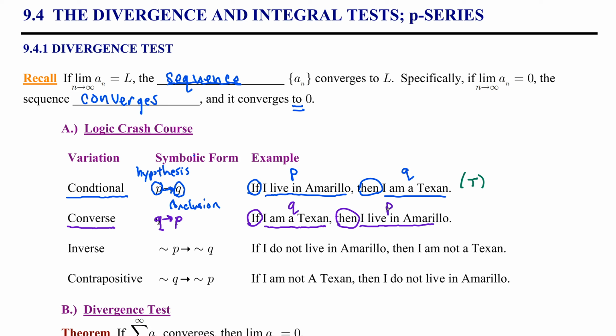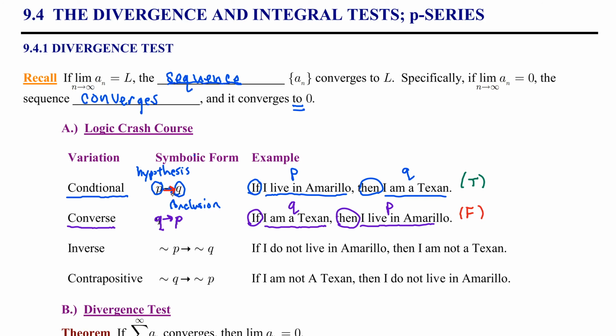Now think about that statement for a minute. Do you think that's true? Always, if I am a Texan, then I live in Amarillo. No, I might live in Dallas, for example, but I would still be a Texan. So we can make the observation that this is a false statement. It's important to recognize here that because these two variations of the conditional do not have the same truth value, they are not equivalent statements. So the symbolic form of the conditional, the one-way street arrow, indicates that I can only read that conditional in one direction. Let's consider a couple other variations of our original conditional.